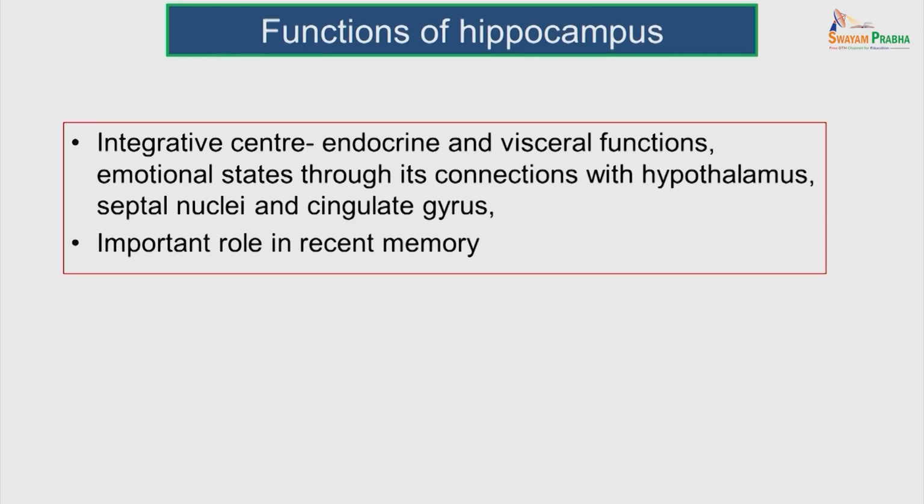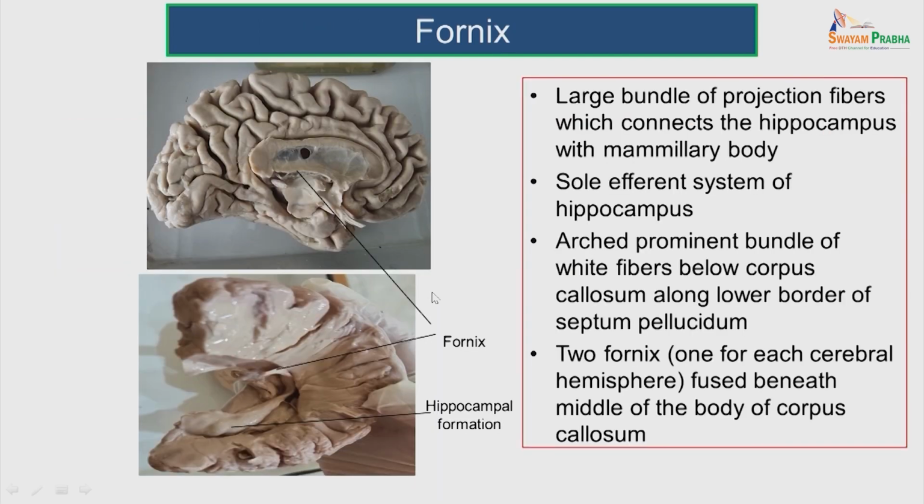What is the function of this hippocampus? We have seen a lot of connections. It is an integrative center for endocrine and visceral functions. Because it is connected with the hypothalamus, septal nuclei and cingulate gyrus, it plays a major role in emotional status, and it is important in recent memory.